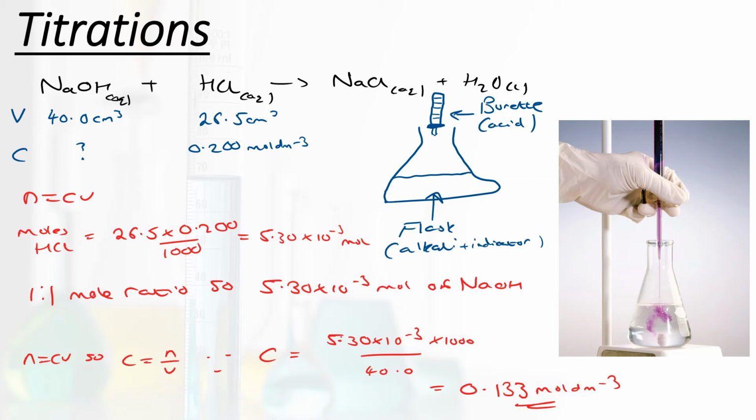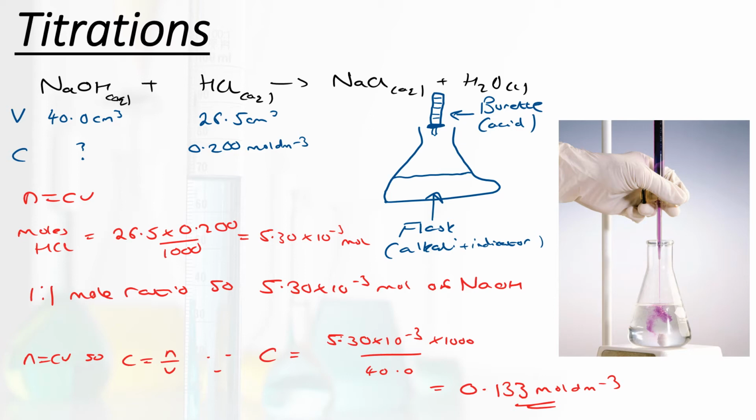So we might have a flask that contains our alkali and our indicator. We've measured out a specific volume of that, in this case 40 centimeters cubed, of our sodium hydroxide. We have a burette with our acid in. Now the acid we know the concentration of, 0.2 moles per decimeter cubed. And what we're going to do is add this until we see the colour change of our indicator. And you can see in the picture here that this is a pink indicator.